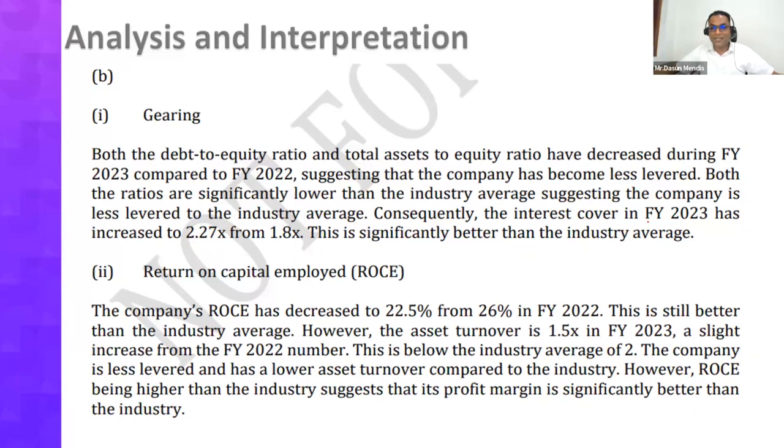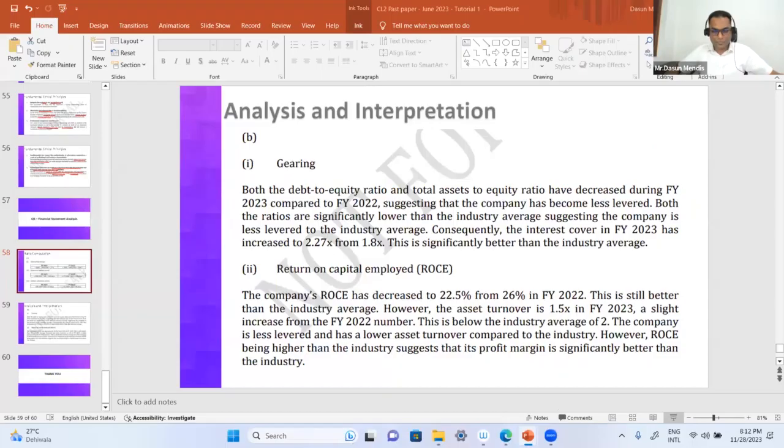Consequently, interest cover in financial year 2023 has increased to 2.27 times from 1.8 times. This is significantly better than the industry average. Exactly what I have mentioned is there in the answer, isn't it? Less geared, less leverage, interest cover is improved compared with the last year as well as the industry average. Right. Okay.